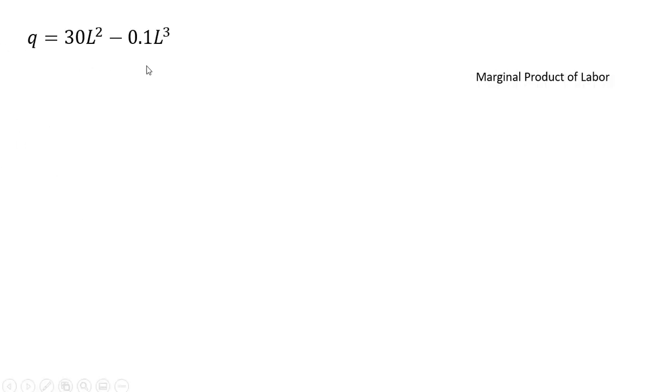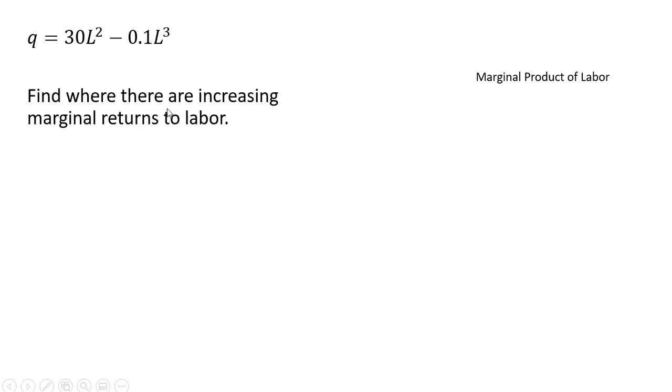So here's the firm's production function. L is units of labor, Q is the quantity of output, and we want to find where there are increasing marginal returns to labor. So we're going to do this first, getting the marginal product of labor. We take the derivative of this production function with respect to labor, and we'd get back 60L minus 0.3L squared. 2 times 30 here gives us a 60. Subtracting 1 from the exponent leaves us with L. Bringing a 3 down in front, so 3 times 0.1 is where this 0.3 is coming from. Subtracting 1 from that exponent leaves us with L squared.